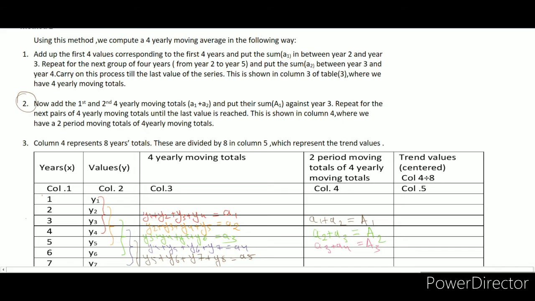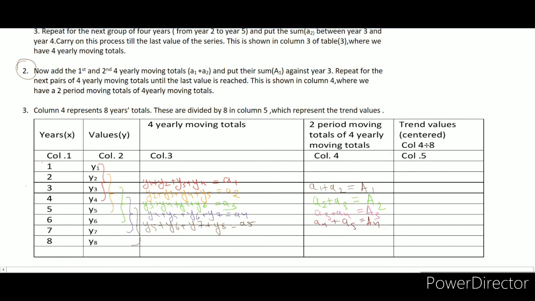Then the next pair we have A4 and A5, which is placed against year 6 now. Call this total capital A4. So do you have any more values? That's the last of the values.